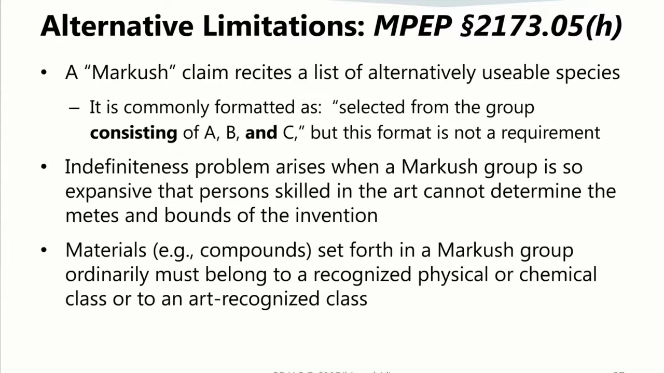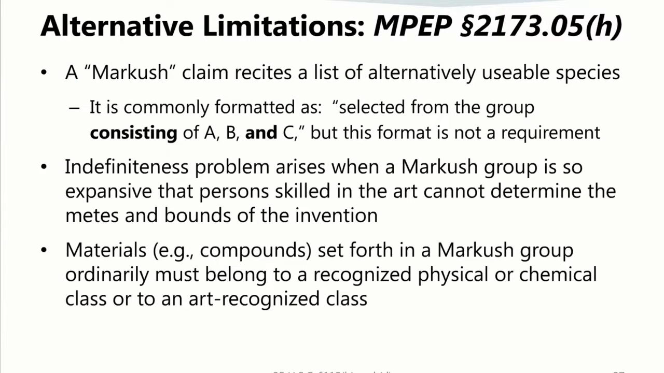Alternative expressions are permitted if they present no uncertainty or ambiguity with respect to the question of scope or clarity of the claims. A Markush claim is a type of claim that recites a list of alternatively usable species. A Markush claim is commonly formatted as "selected from the group consisting of A, B, and C." However, the phrase Markush claim means any claim that recites a list of alternatively usable species regardless of format. Note that it would be improper to substitute "comprising" rather than "consisting of."